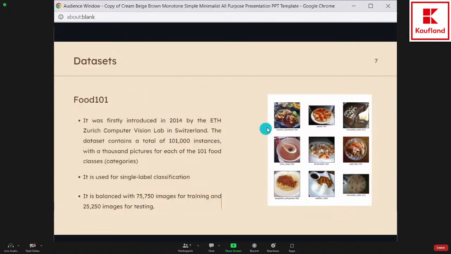And we go into the technical details with the cool dataset Food-101. It was introduced in 2014 by the Zurich Computer Vision Lab in Switzerland and contains over 100,000 images. And the cool thing about this dataset, besides the fact that it has a lot of instances, is that it's balanced, meaning that for each of the 101 categories we have 1,000 images, 750 of which are used for training and 250 for testing.